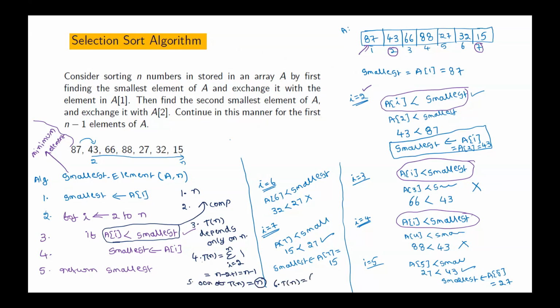T of n can be written as theta of n. Is this correct or not? Is the running time of this algorithm the same as theta of n or not? Yes, sir, correct. If this is correct, then automatically big O of n is correct. So that means if we are given n elements, we can find the minimum element in big O of n time.